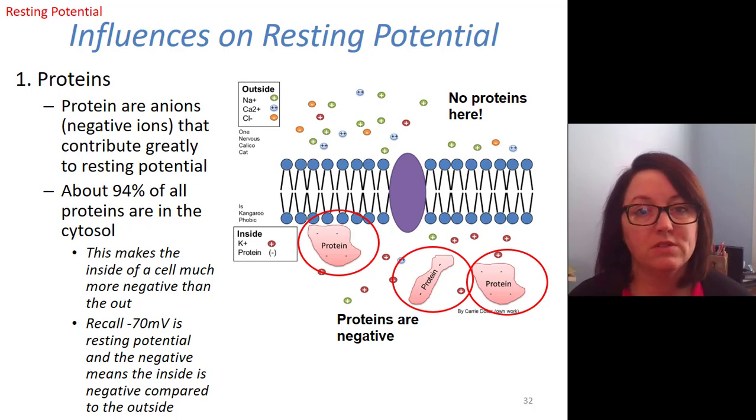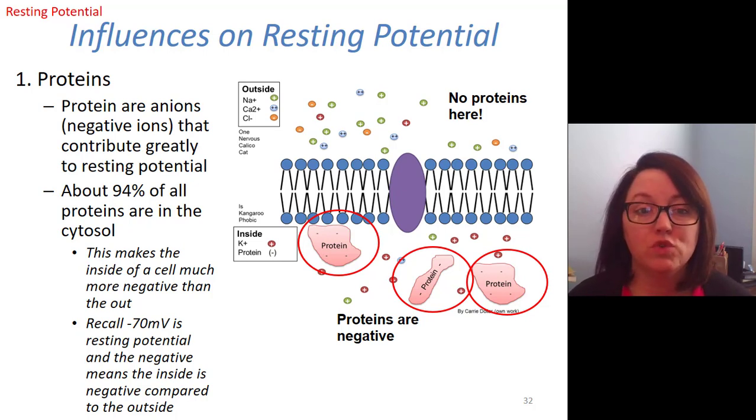So first up are the proteins. So the proteins are a major player in resting membrane potential. Proteins are negative ions or anions, and they're almost exclusively located inside of neurons. About 94% of the proteins are inside of our cells, inside of our neurons, and not outside.